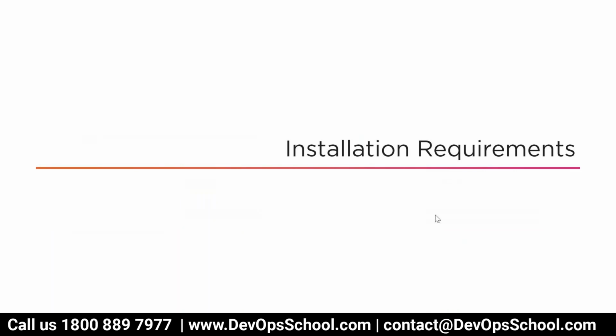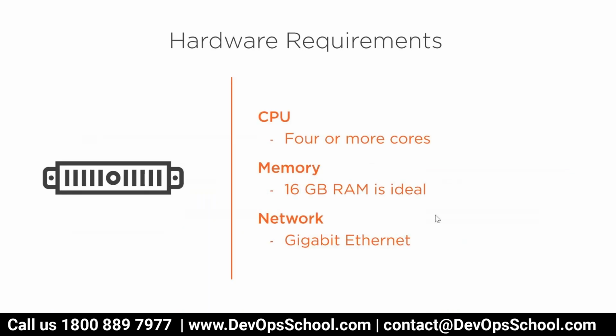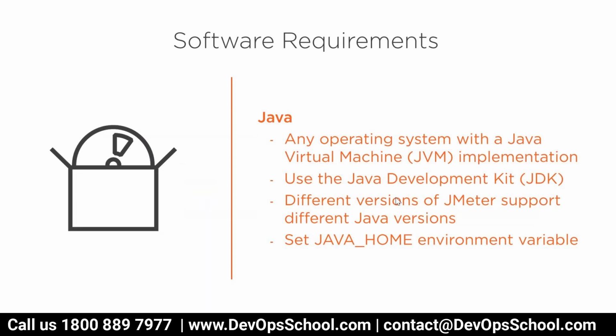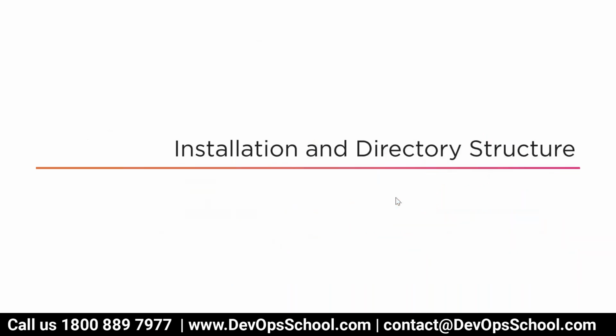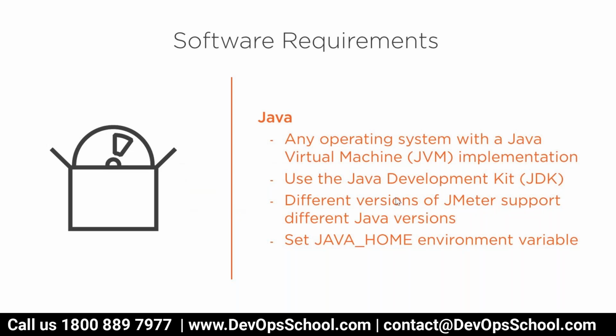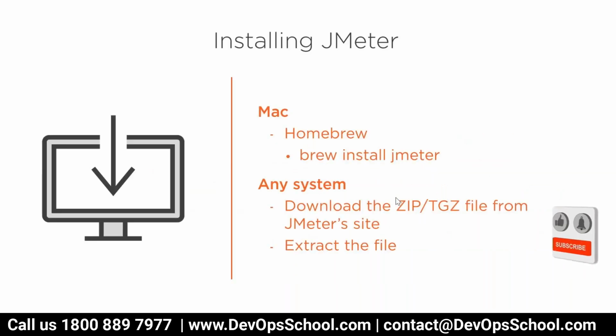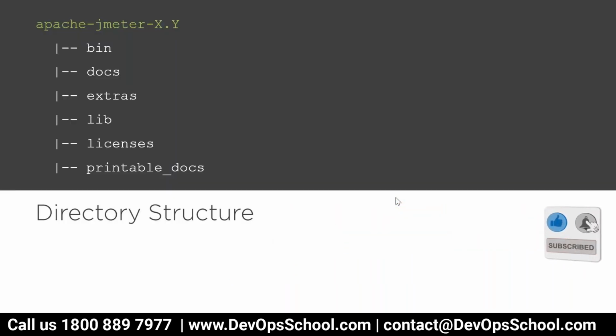So how do we install it? The installation requirement is so simple. This JMeter application is developed in Java. So you need to install Java and Java has to be set. Because this is developed in Java, you can run it in any operating system like Windows, Mac, or Linux, anywhere you can run it. Now when you install JMeter, you will see something like this directory structure.